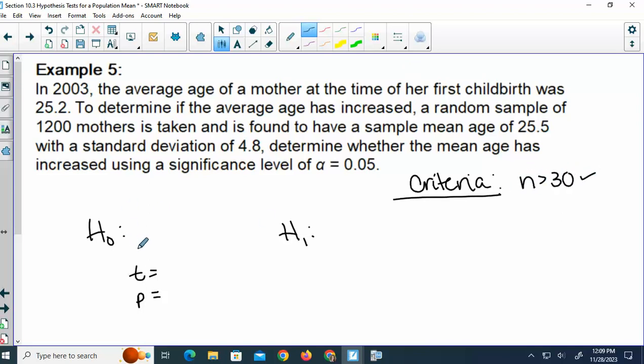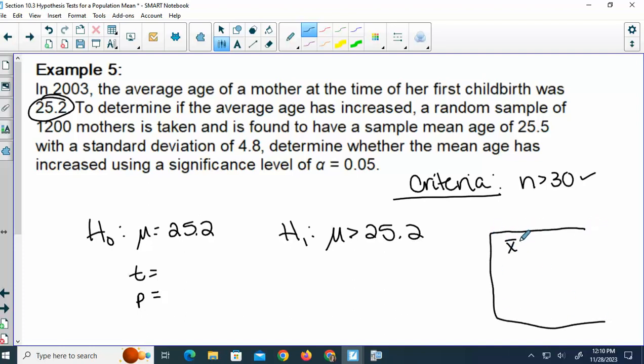The null hypothesis. Okay, so it told us that when it started, the mean was 25.2. The alternative. I want to test if the mean has increased. So the alternative would be greater than. You guys okay there? Alright, if we're going to do this on the calculator, you have to input some things. So we'll have to know our X bar. What is our sample mean? 25.5. We'll have to know our S. We'll have to know our N.